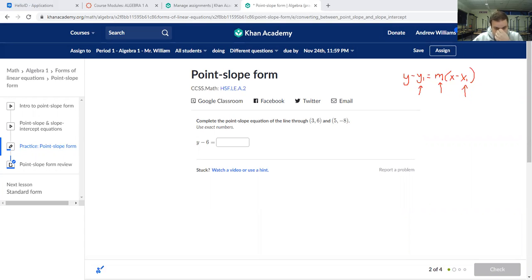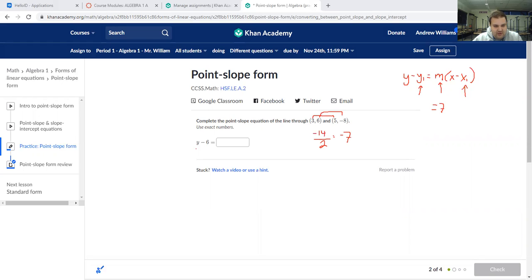Let's first look at the slope. Change in y from 6 to -8. It's going down 6 plus 8. It's going down 14. From 3 to 5, x is increasing by 2. So the slope is -7. All right, so we know that we have a slope of -7.